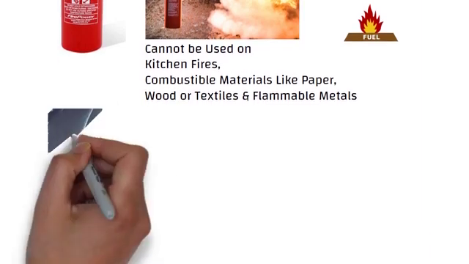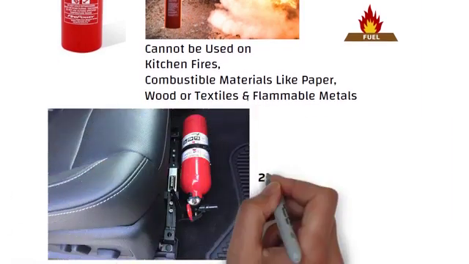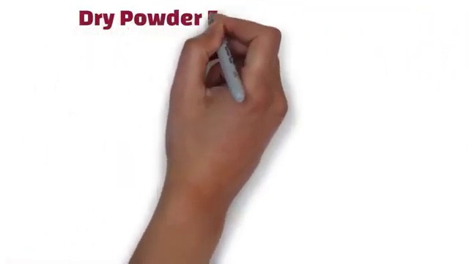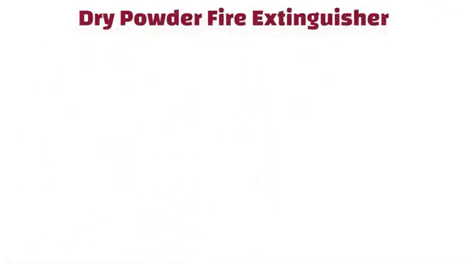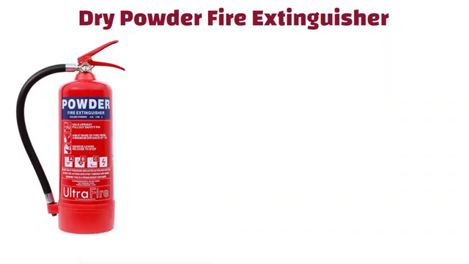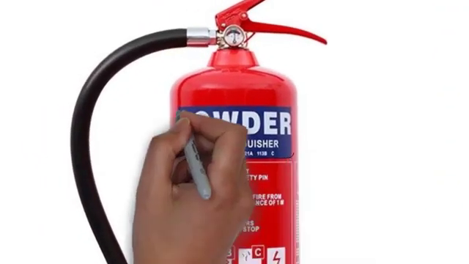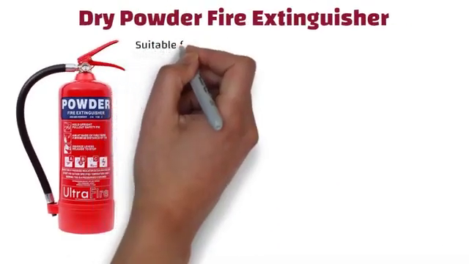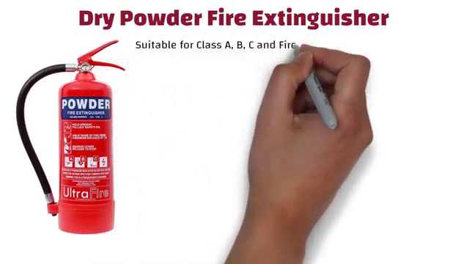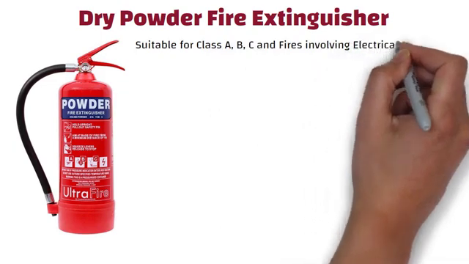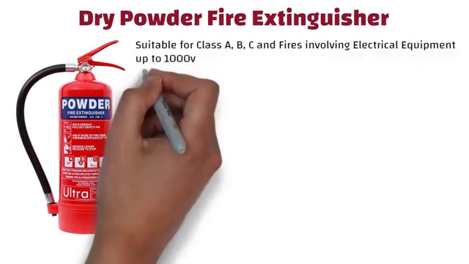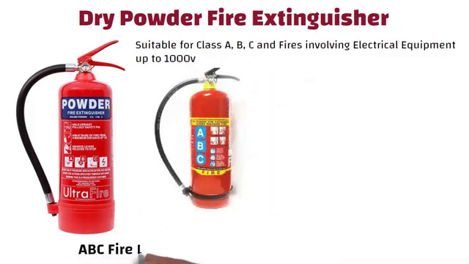All work vehicles should also carry a smaller 2 kg CO2 extinguisher. Dry powder type fire extinguisher, also called as DCP type. These type of fire extinguishers are noted by blue color. They are suitable for class A, B, C, and fires involving electrical equipment up to 1000 volt. That's why it is also called as ABC type fire extinguisher.